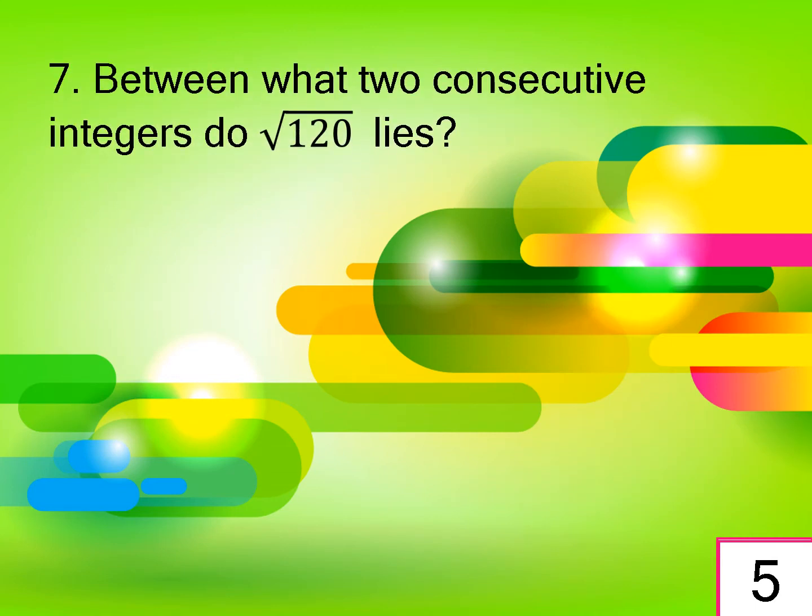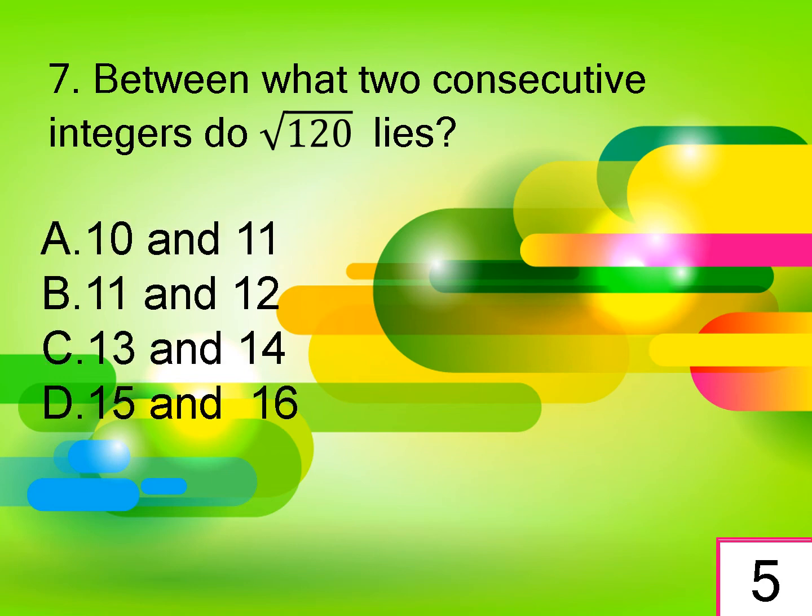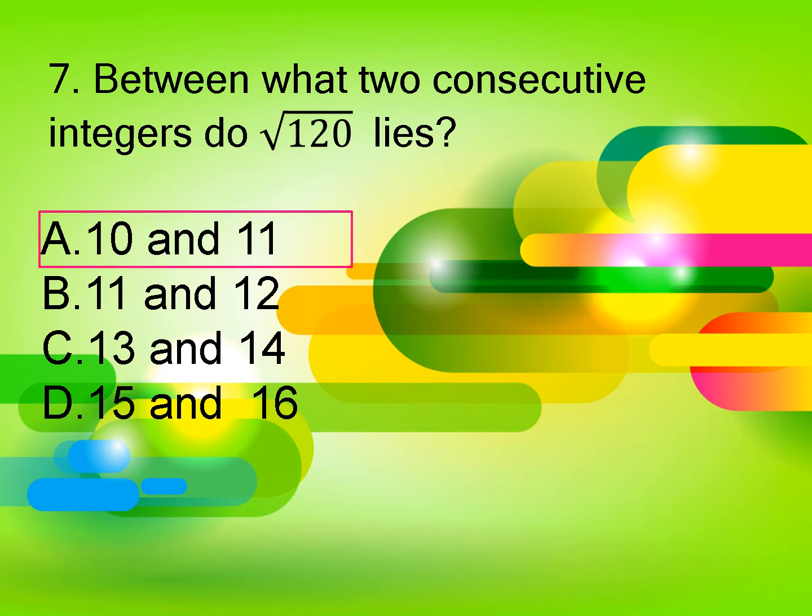Question number 7. Between what two consecutive integers the square root of 120 lies? Is it A, 10 and 11, B, 11 and 12, C, 13 and 14, D, 15 and 16? Timer starts now. Okay, so what is your answer? The correct answer is letter A, 10 and 11.